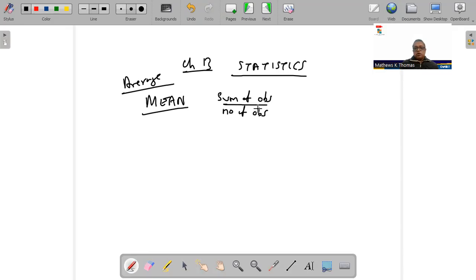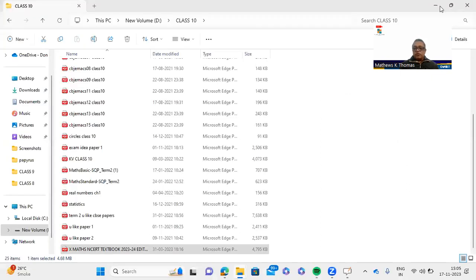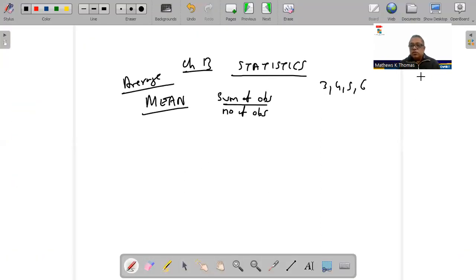Raw data means you will get random numbers like this and you have to find the mean of them. So I'll add all these numbers, 3 plus 4, 7, 12, 18, and divide by the number of observations, that is 4. So I'm going to get the answer 4.5. Add all the numbers and divide by the number of observations. This is for raw data, right?